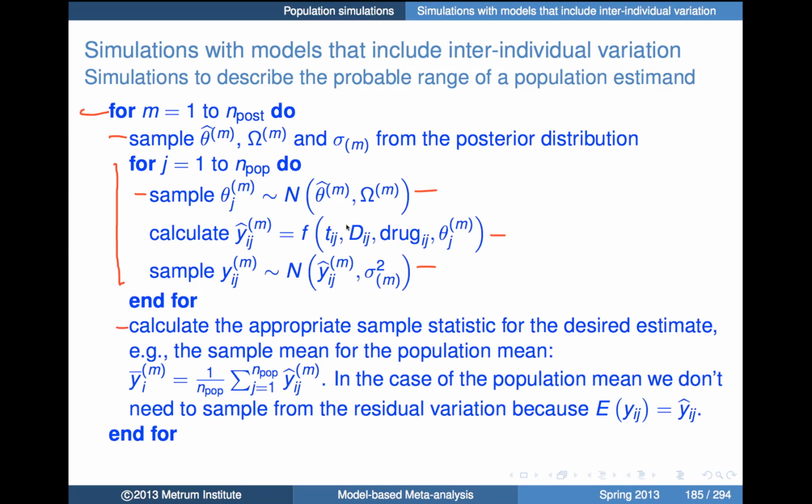And then for those npop values, I'll then calculate the appropriate sample statistic for my desired estimate. And here I just, as an example, mention the population mean, for which I use the corresponding sample mean in order to calculate that. Although I put an additional qualification here. In that special case where I'm looking at a population mean and I have a model according to the structure that I mentioned here, you actually don't need to sample from the residual variation because the expected value of this quantity is this y hat. So I could just use the y hat directly and never do this last statement there.